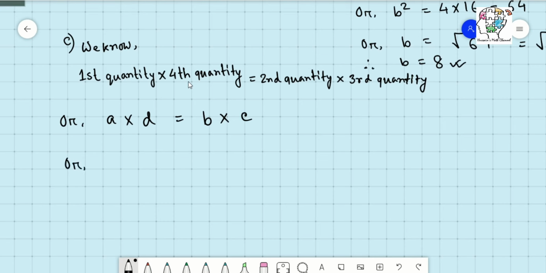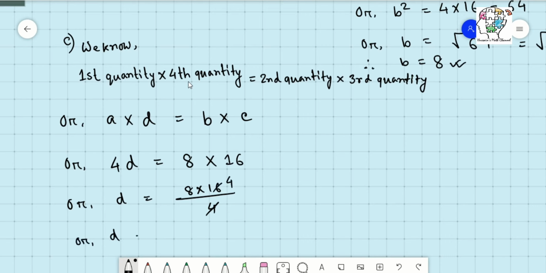Here we already know the value of A, that means 4 times D is equal to, and we also know the value of B from question number B, and value of C is already given 16. So what we can find, number D should be divisible by 4. So 4 times 4 is 16, or D is equal to 4 times 8 is 32, which completes our answer.